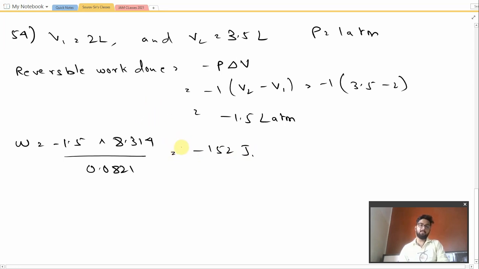And the question has to be rounded off to the nearest integer, so we have just got the value to the nearest integer, and in the chat box you will be writing minus 152 as your answer. Correct answer.